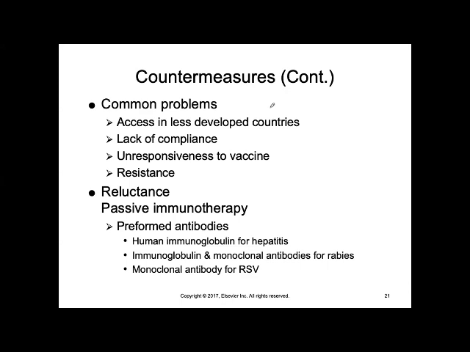All passive immunity is temporary, right? It only lasts as long as the antibody's in your system. Once the antibody clears, you're vulnerable again, okay? So examples, right? Human immunoglobulins for hepatitis, immunoglobulin and monoclonal antibodies for rabies, monoclonal antibody for RSV, okay, are some examples, right?